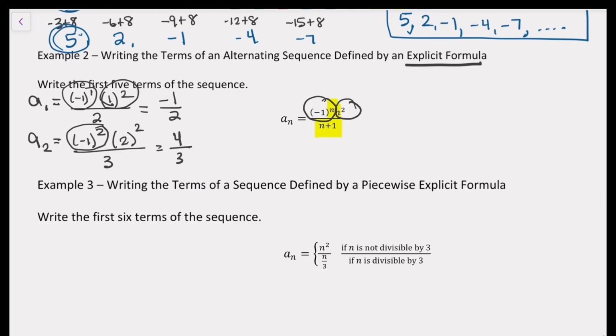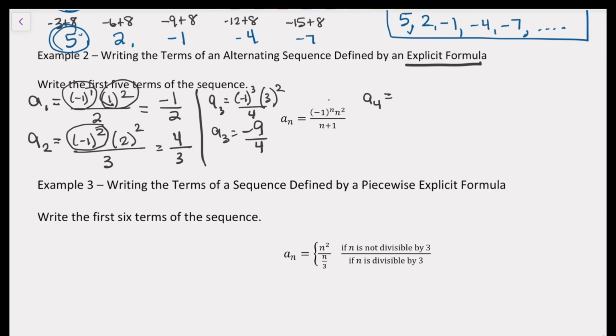Let's keep going. Let's find a sub 3. -1 cubed, 3 squared over 4. Okay. We will get an a sub 3 of -9 over 4. Okay. They want the first 5. I'm running out of room here. So a sub 4, the fourth term is, this will be a positive 1 times 16 over 5.